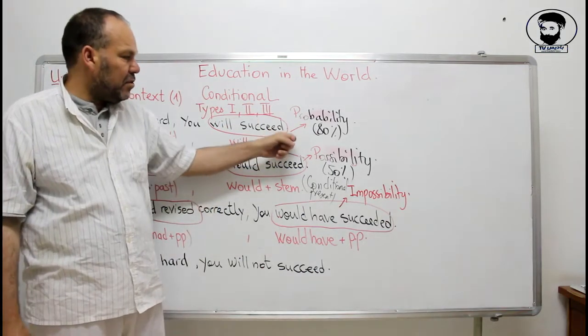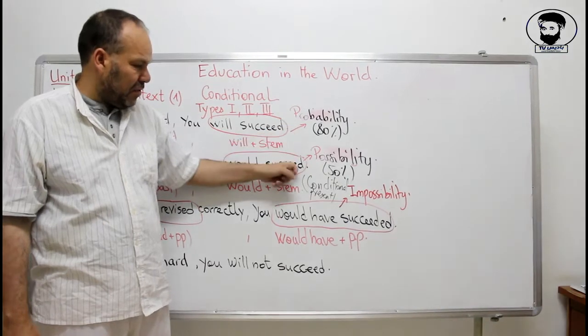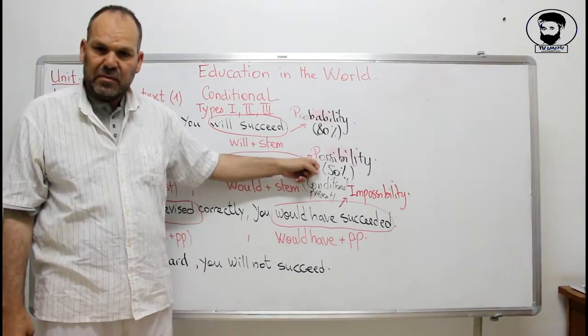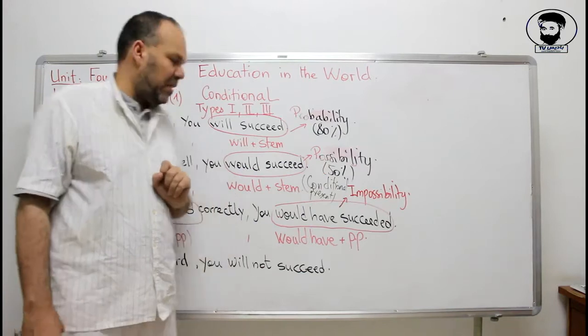It is not as probable as type 1. So for this reason it is called possibility. So type 2 is possibility.